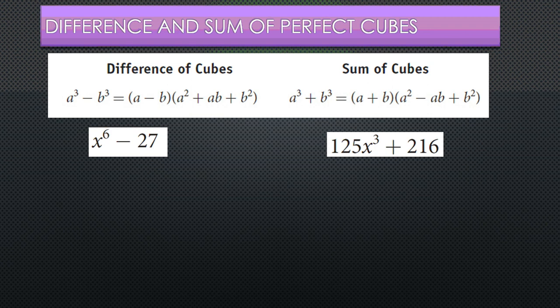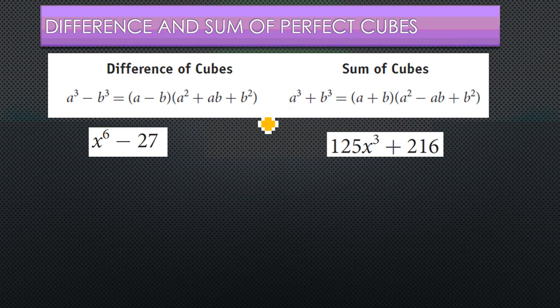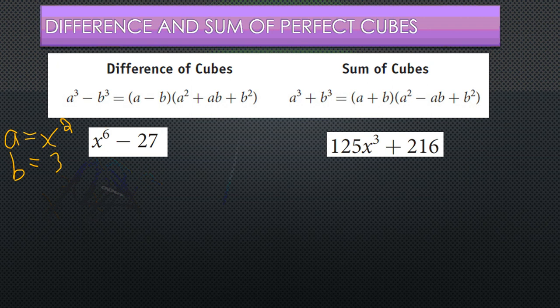So just like we did the difference of squares, we're going to start with identifying what a and b is. So we know this is a difference of perfect cubes. Think about this splitting into 3 parts. X squared times x squared times x squared would give me x to the 6. 27 is 3 times 3 times 3. And so when we identify a and b, we're going to say a equals x squared. In this case, b equals 3. And don't worry about any of the others. Don't worry about the signs or trying to match it up. Just follow the pattern that's given to you right here.